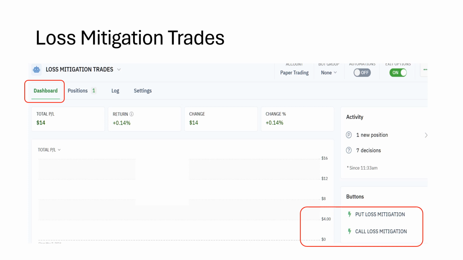If we experience a loss, once the market opens, click on the Loss Mitigation Trades bot and go to the Dashboard tab at the top. Then simply click on either the Put Loss Mitigation button or the Call Loss Mitigation button to initiate a new vertical spread counteracting the recent loss. Again, once Option Alpha can tell us the status of our trades yesterday, we can automate this process. But for now, it's up to us to do it manually.